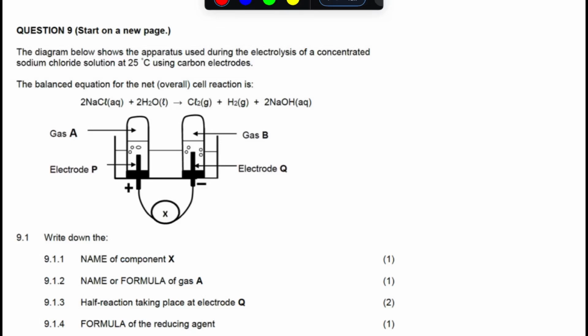Good day, folks. Let's look at the electrolytic cell, where it says the diagram below shows an apparatus used during the electrolysis of concentrated sodium chloride solution at 25 degrees Celsius using carbon electrodes. Now it says the balanced equation for the net overall reaction of the cell is sodium chloride and water, right?